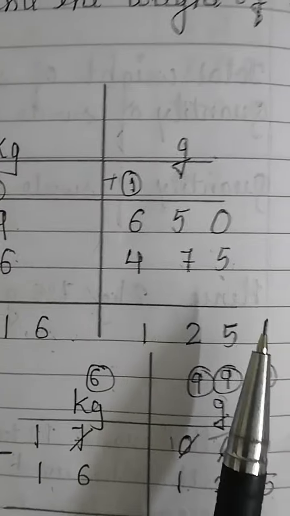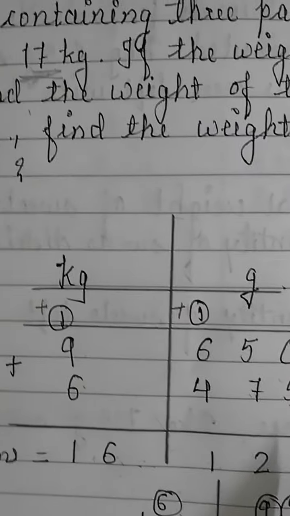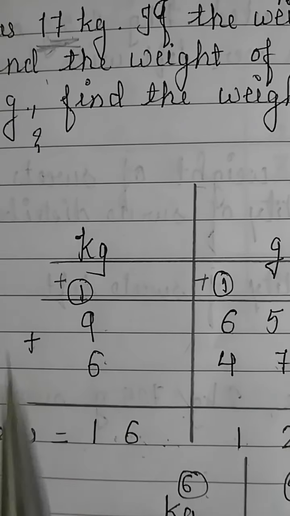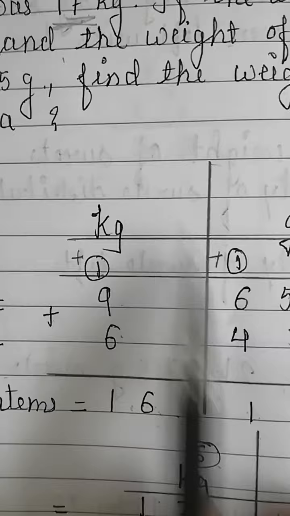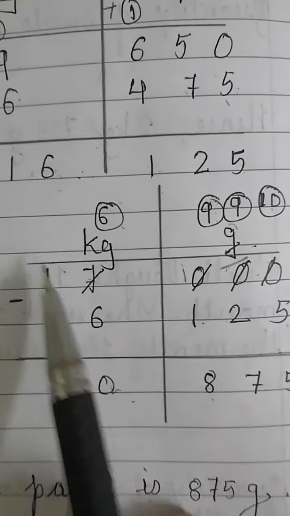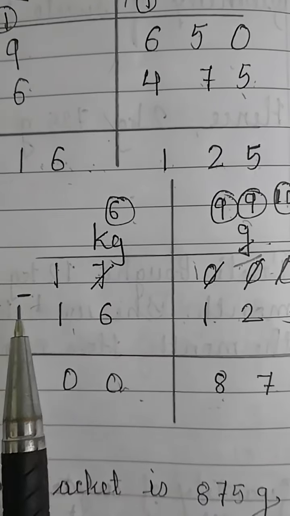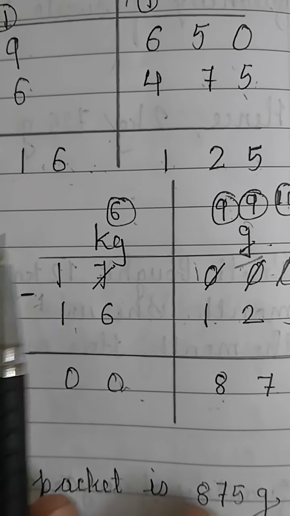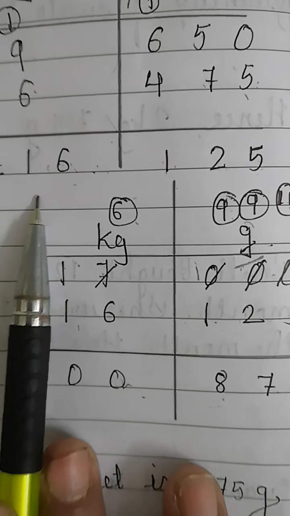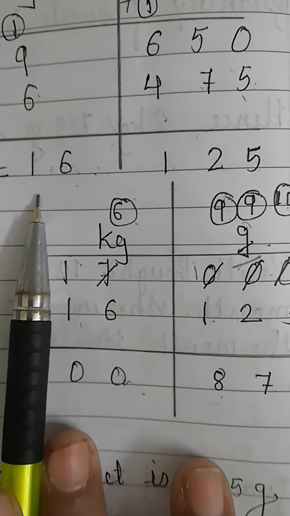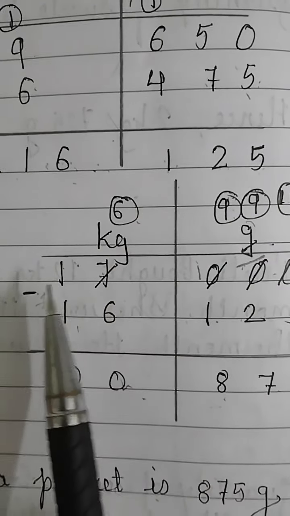Now, children, we are asked to find out the weight of the tea packet. So, to find this out, we need to subtract from the total weight of the bag given to us, which is 17 kg 000 g. From this we will subtract the weight of the rice packet and sugar packet that we have got after adding. So it is 16 kg 125 g. Let's subtract.